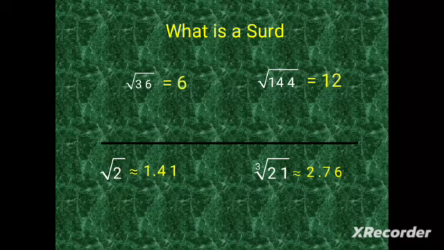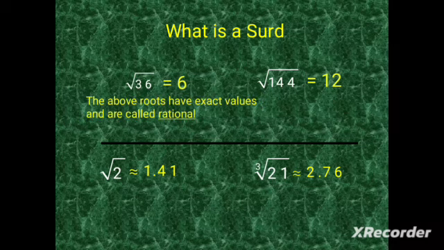Okay, so we start with a very simple question of what is a surd. Now, you recall that square root of 36 is 6, square root of 144 is 12, and now the above roots have exact values because we are not getting a fraction, we are not getting decimal, we are only getting whole numbers. And now we call these rational numbers.